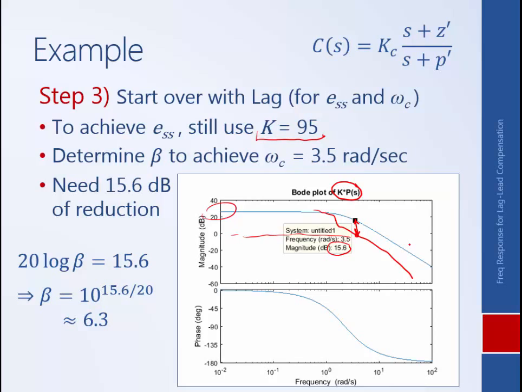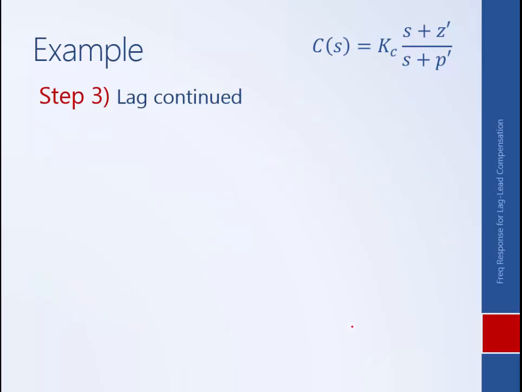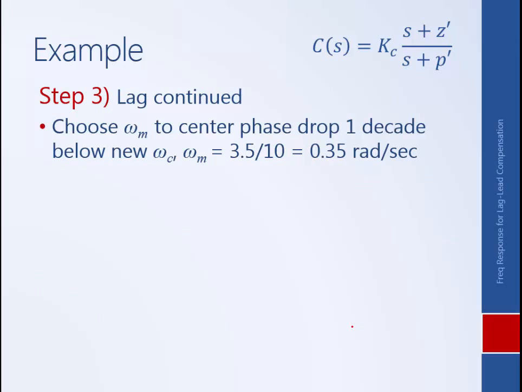Very similar to what we did before, but before we were trying to achieve the crossover frequency to correspond to a certain phase. We then need to determine where to center the pole and the zero. So we've got our beta, which is the ratio of pole and zero, but then we need to figure out where to center the pole and zero.